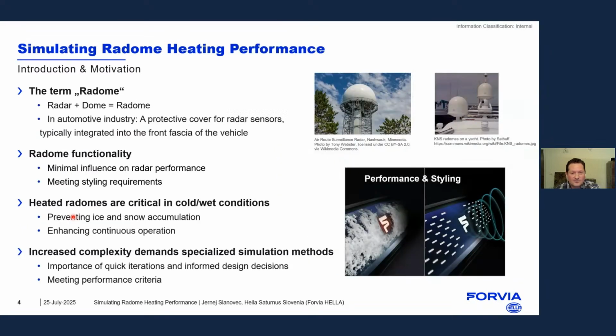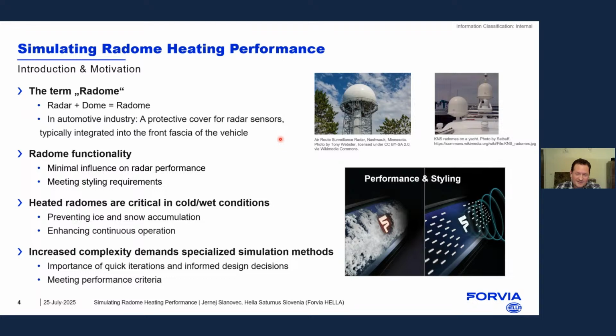Okay, so to get started, maybe just what the radome is. A radome is basically a protective structure around the radar sensor. Typically, if you look, for example, at airports, this structure has the shape of a dome. Hence, the term radome is used: radar plus dome is radome. But also on cars, in the automotive industry, we use the same term, although typically the radome on a car doesn't look anything like a dome.